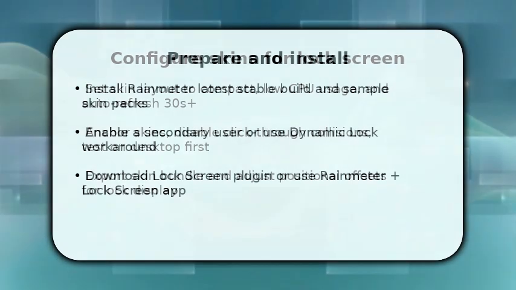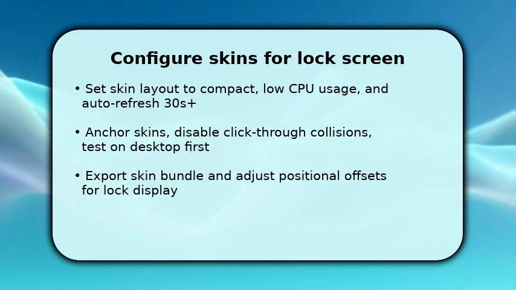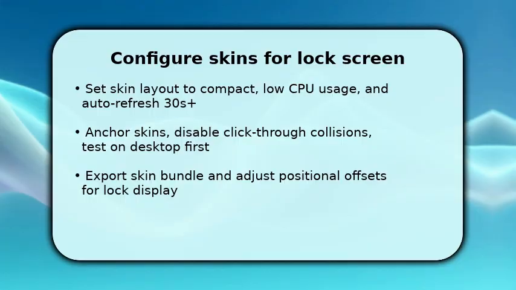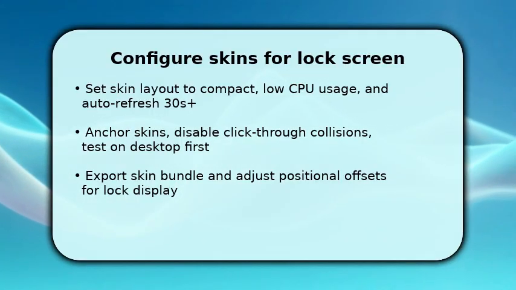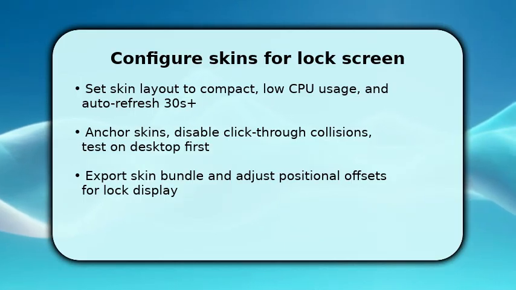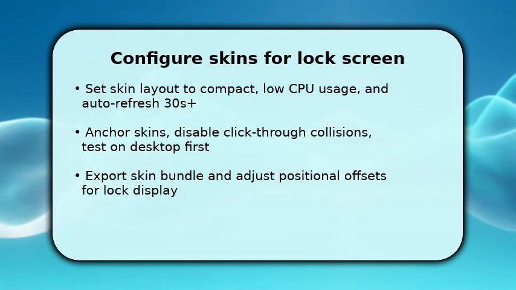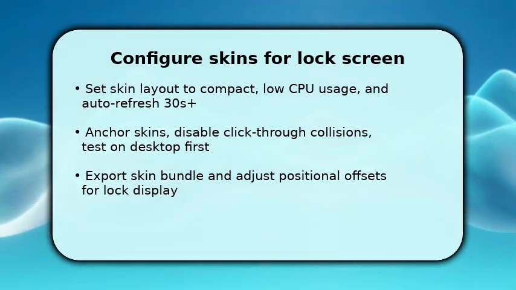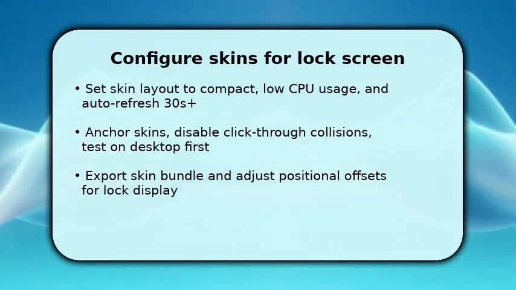Now configure each skin for low resource use and lock screen constraints. Lower update frequency to 30 seconds or more, disable high CPU meters, and pick minimal visual effects. You should anchor skins to specific coordinates and enable click-through where needed so the lock screen still responds to system gestures. Once configured, export the skin bundle and tweak positional offsets so elements won't be cut off on the lock interface. Test everything on your desktop first to avoid surprises when locking the PC.